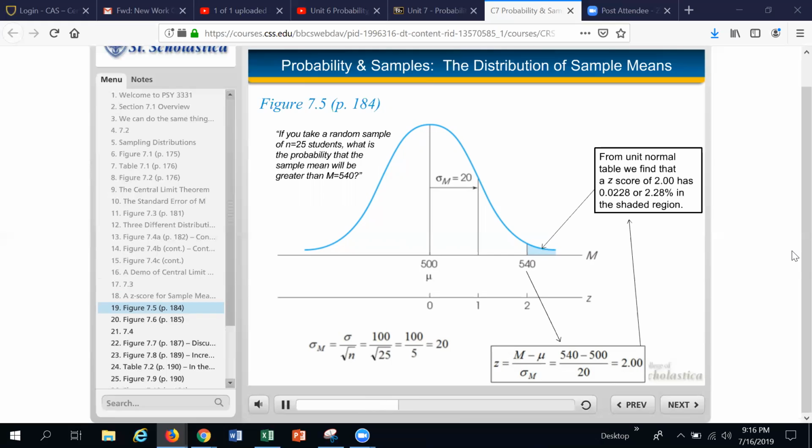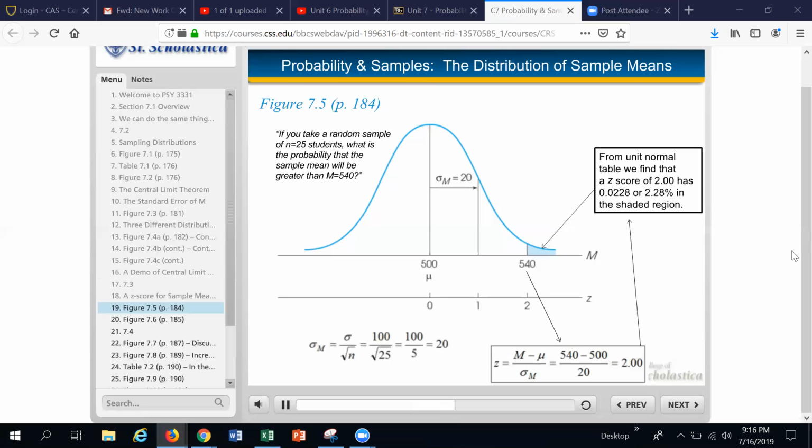We insert the 540 into the z formula and obtain a z of 2.0. Notice again that in simple examples like this, we could have done the calculation in our head using the sigma sub m we calculated as 20. How many 20s above 500 is 540? Two of them. So we could have figured out in our heads that z, the number of standard errors of the mean above the mean, is 2.0.